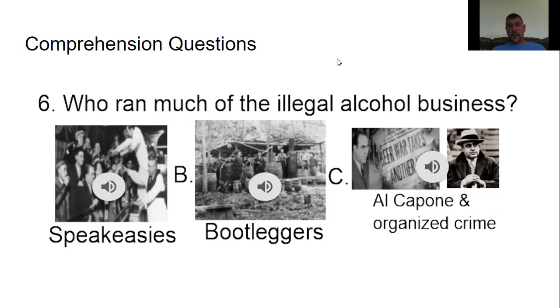All right. That's it for Prohibition, for right now. We're going to talk about Al Capone and the organized crime stuff too. And that'll go right along with Prohibition during that time and the 1920s.